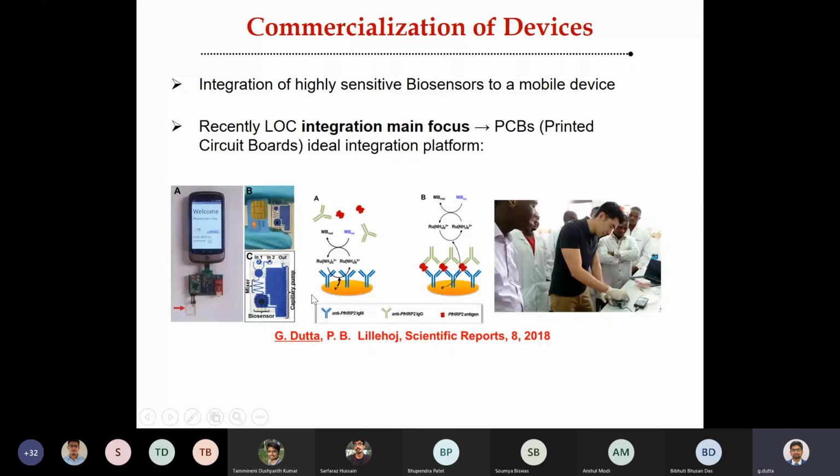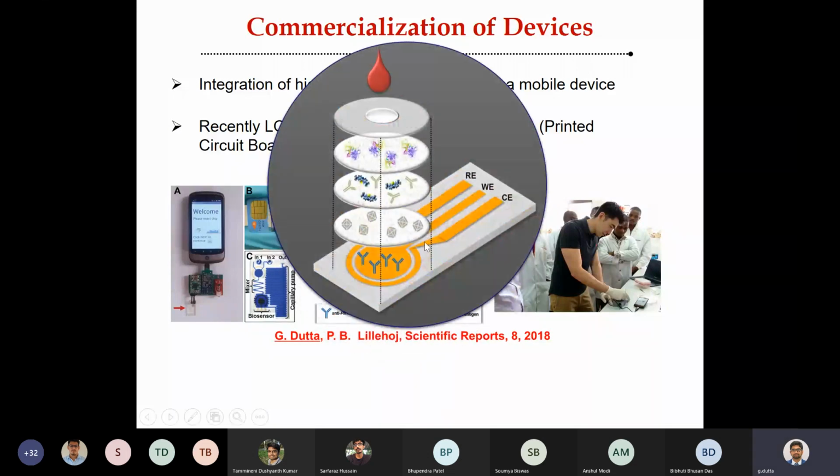And if we can combine all the sensors with our smartphone, that will be very useful, because nowadays everyone has a smartphone and we can use it. So I will always encourage you to develop something like this. This is actually one practical application that I did in my lab.